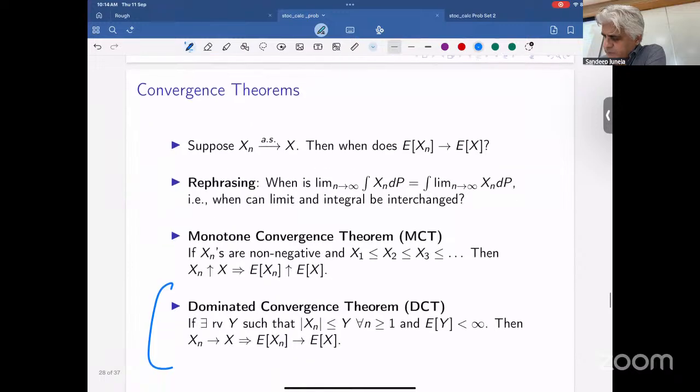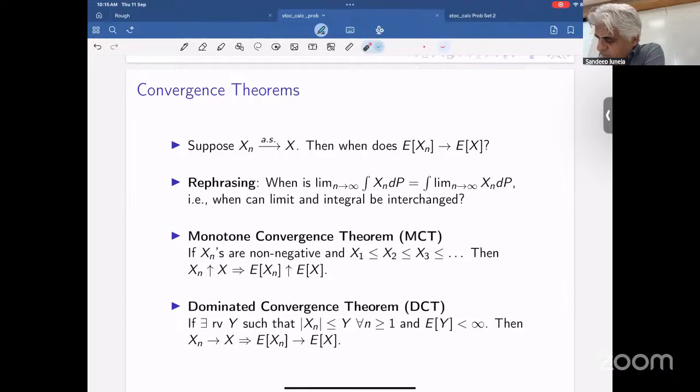Okay. So the bigger question was, when we have xn converging to x, when do we have expected value of xn converging to expected value of x? In particular, this is the limit of expected value of xn, right? When is this going to be equal to, this guy is x, so when will that be equal to expected value of x? So when can we interchange the limit and the integral operation?